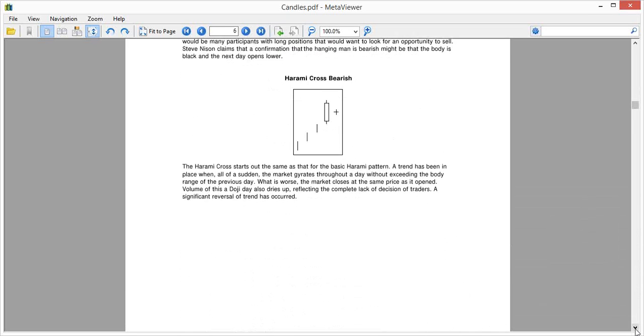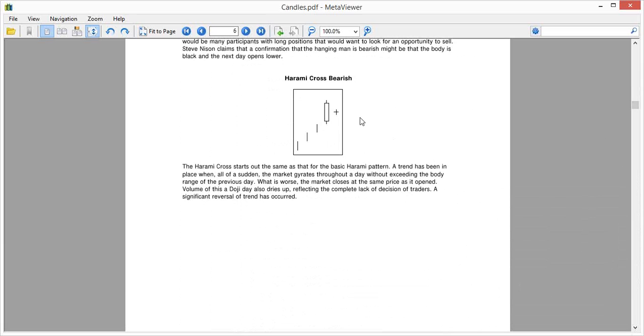The Harami cross, bearish. A Harami consists of a small body that is contained within the preceding large candle's real body. Okay, so here we have it, the Harami cross. So there's the full previous body, and the Harami cross is contained within that body.